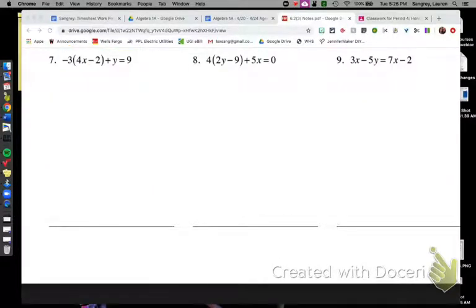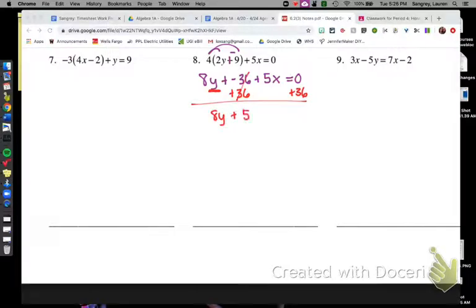Okay, I'm going to do one more, and I'm going to do number 8. So again, I see some distributing that can happen. So that's going to be the first thing we want to do. I also see subtraction, so I'm going to add a line, change the sign, and now this 4 is going to get distributed through. So I have 8y plus -36 plus 5x equals 0, and we want the y to be by itself. So I am going to add 36 to both sides. So I still have 8y plus 5x equals 36.